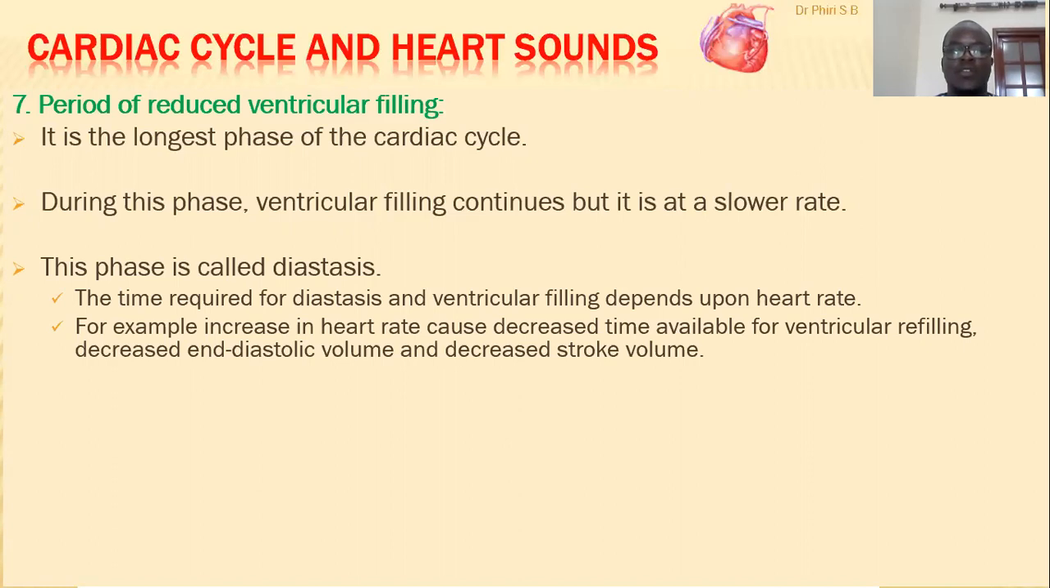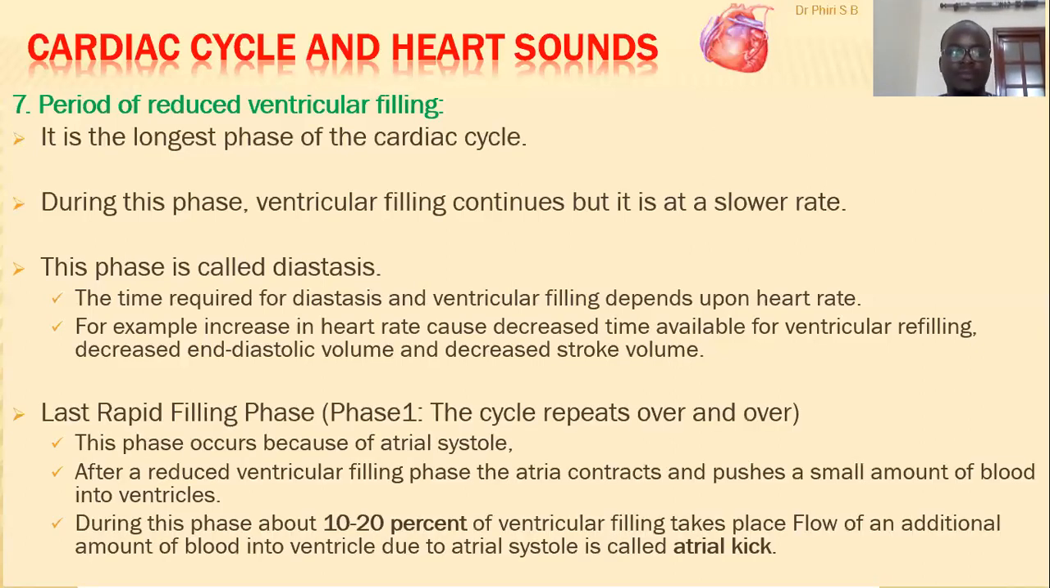So the time required for diastasis and ventricular filling depends upon the heart rate. So different heart rates will result in changes in this period. So if you have an increase in heart rate, you find that this period will be reduced. If you have a decrease in heart rate, it means that this period is elongated. So for example, an increase in heart rate causes decreased time available for ventricular filling and decreased end diastolic volume and also a decreased stroke volume. That makes sense.